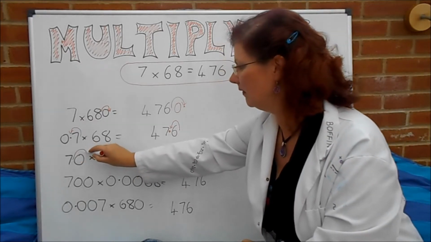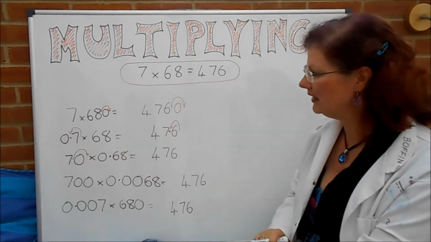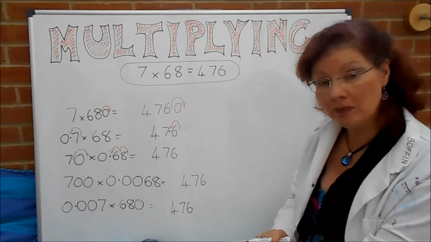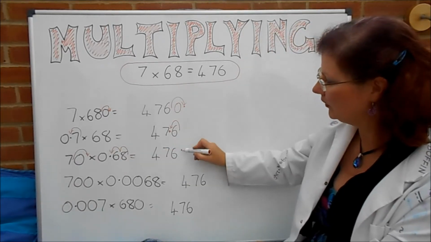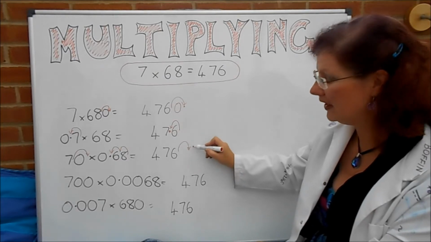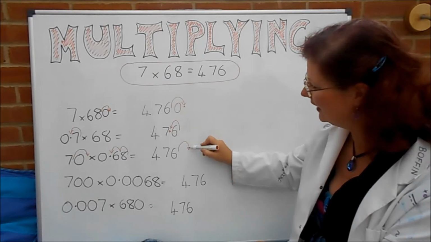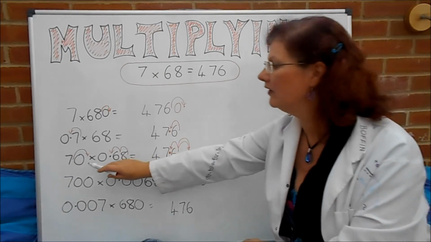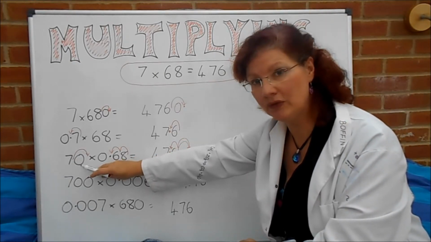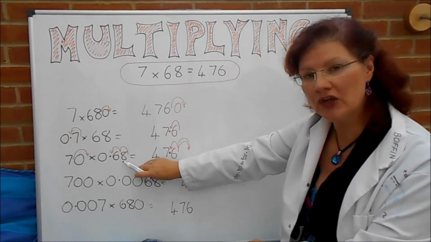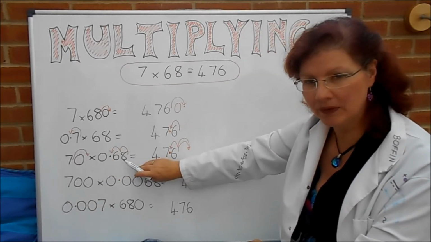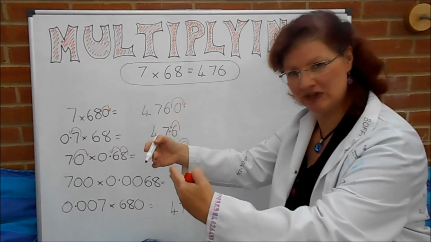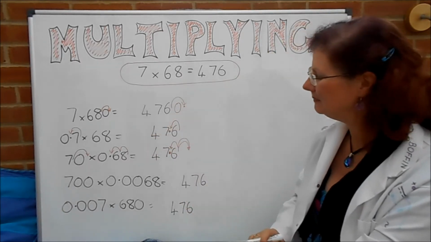The 7 has had it jump one place to the right, and the 68 has had it jumped two places to the left. So we'll start off here, one place to the right, over that invisible nought, and then two places to the left. So that one is 10 times bigger than original, and that one is 100 times smaller than original. So we end up with something 10 times smaller. 10 times bigger than 100 times smaller ends up 10 times smaller.